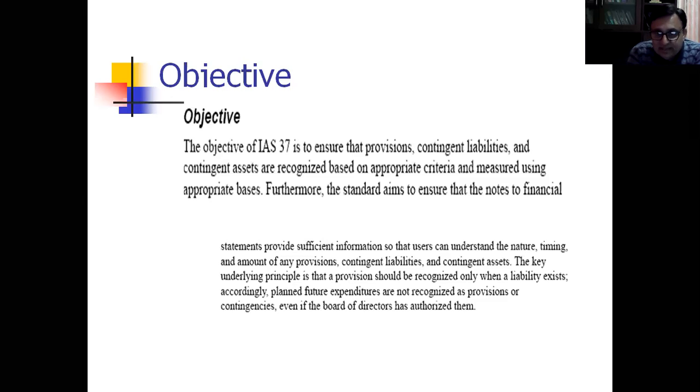The key underlying principle is that a provision should be recognized only when a liability exists. If no liability exists, a provision should not be made in the financial statements. Accordingly, if you have planned certain expenditure but have not spent anything, no provision should be made. Even if the board of directors has authorized it, unless you have spent something or there is a certainty that certain losses are going to occur, you will not make any provisions.